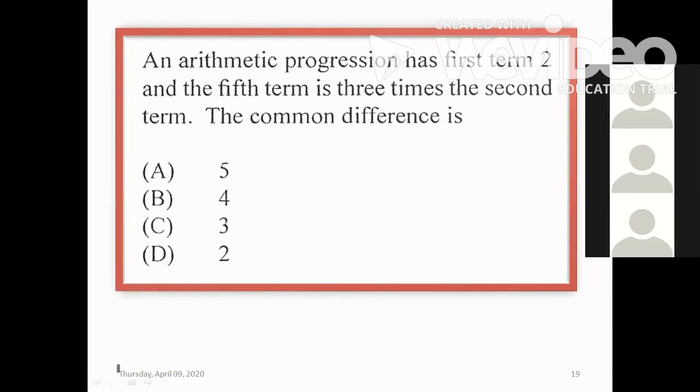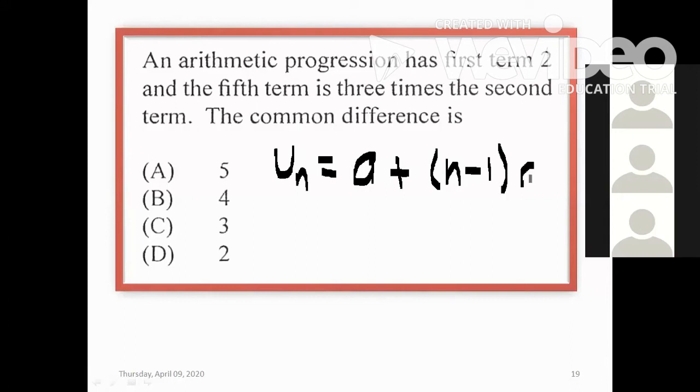Un equals a plus, open bracket, n minus 1, close bracket, d. Alright. Wait, what?